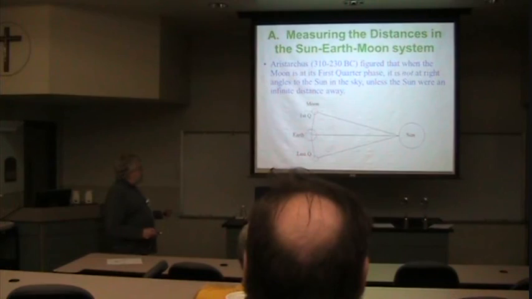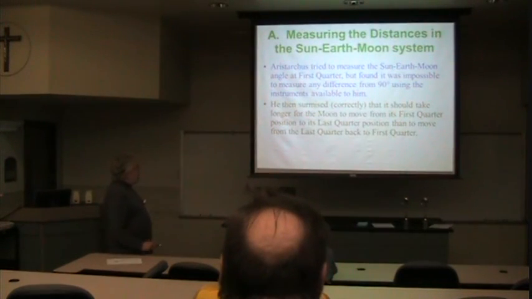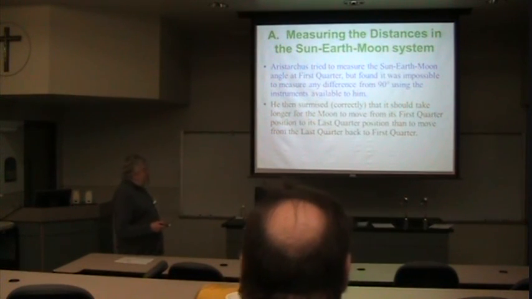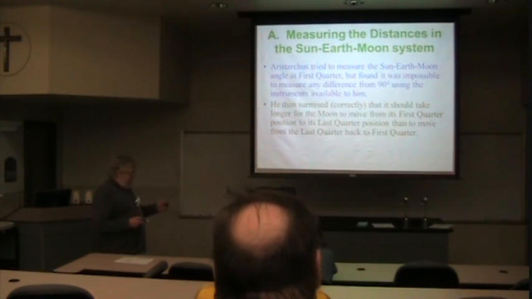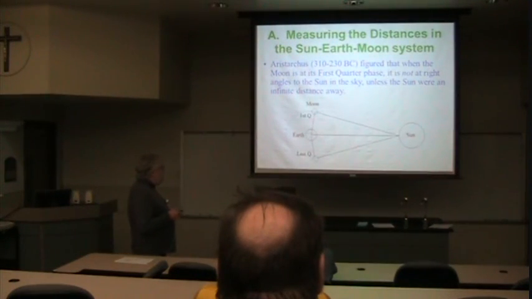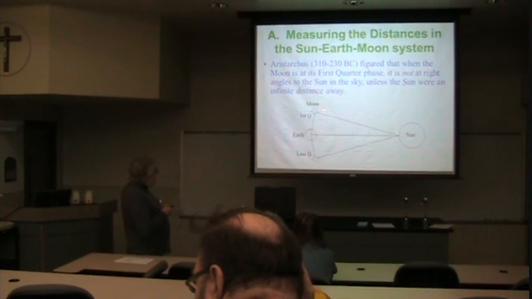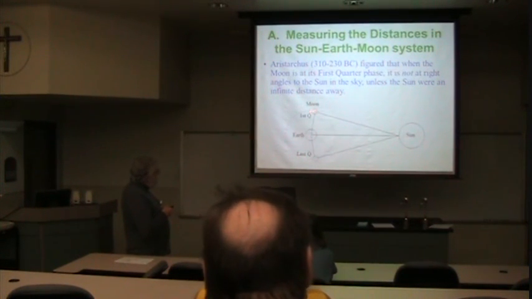When he went to try to actually make the measurements, he ran into a problem. The angle is so close to 90 degrees, like 89.999, that there is no way for him to measure an angle that was that small or different from 90 degrees. So then he tried alternate plan B. He correctly reasoned that if the moon were in a circular orbit around the Earth, the time it took to go from the first quarter around to the last quarter would be a little longer than to go from the last quarter back to the first.